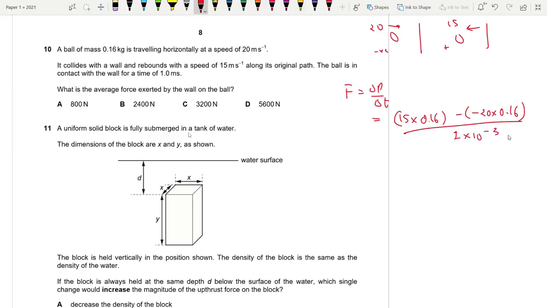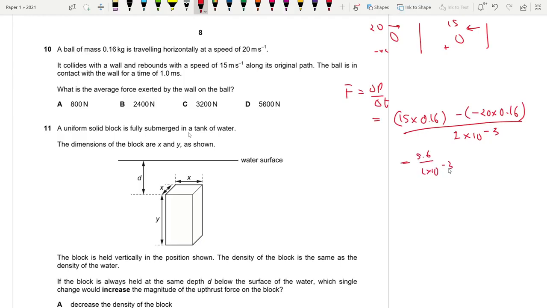So 15 into 0.16. The minus thing, people tend to forget because the momentums are in opposite directions, right? And there is a minus sign inherently, final momentum minus initial momentum. So the minus actually turns into a plus, okay? So 20 into 0.16, we get 5.6. 5.6 by 1 into 10 to the power minus 3.